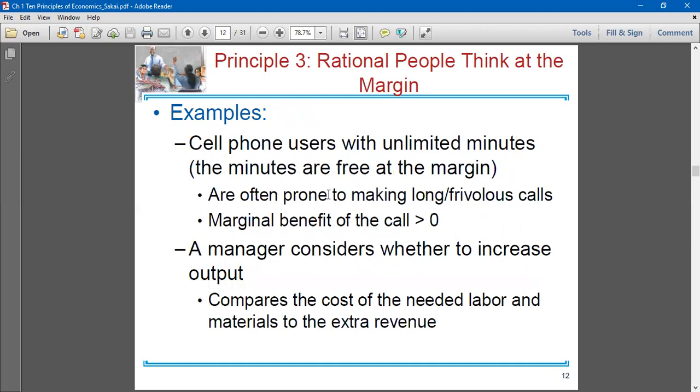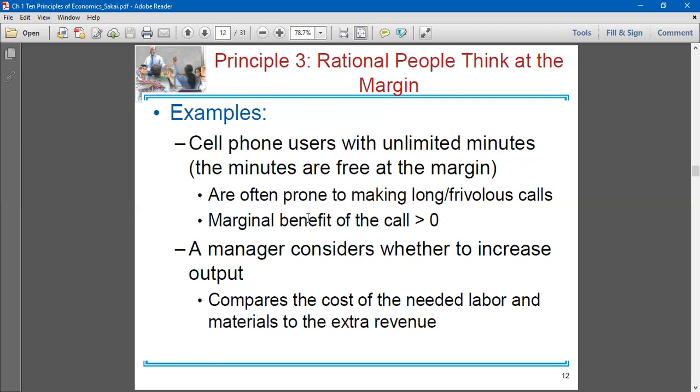Look at an example. Initially, we were making calls, we were paying, and then they just tell us that we can make unlimited calls for nothing at all. Here, the marginal cost of our call is now 0. When you make an additional call for an additional minute, you don't pay anything at all. But the marginal benefit that you get from the extra minute is positive. That one is greater than 0. At least you are talking to someone, you enjoy it.